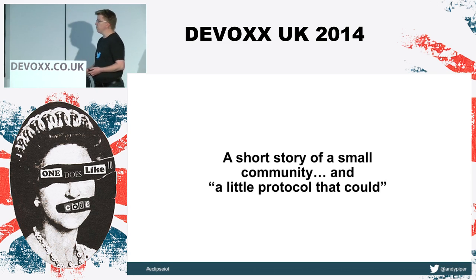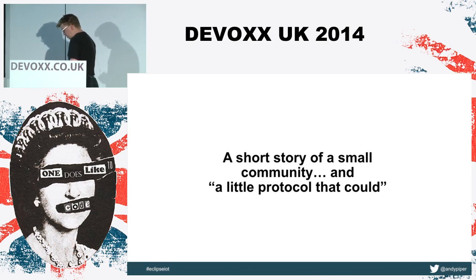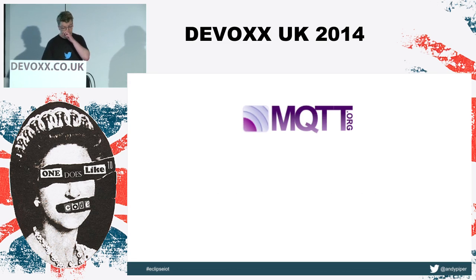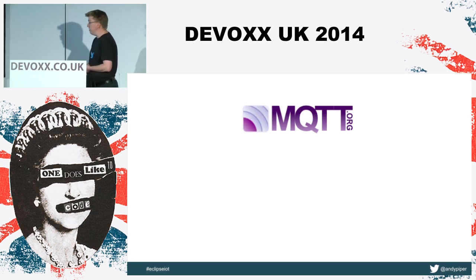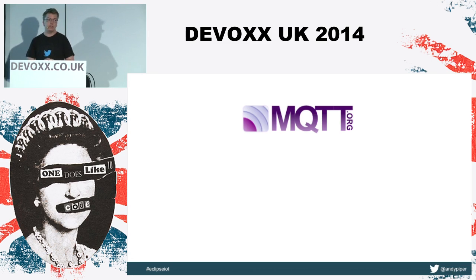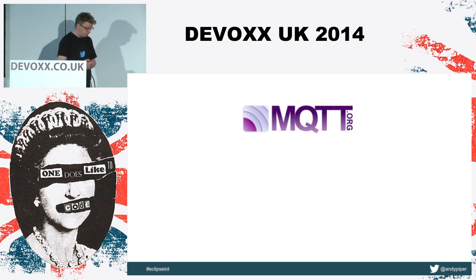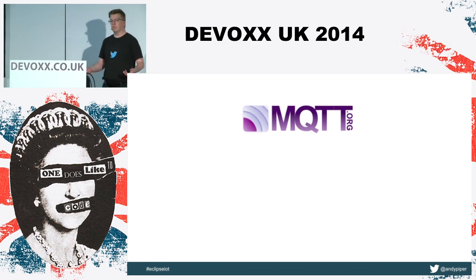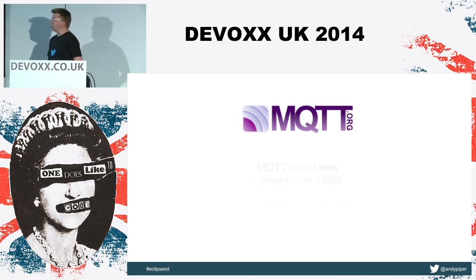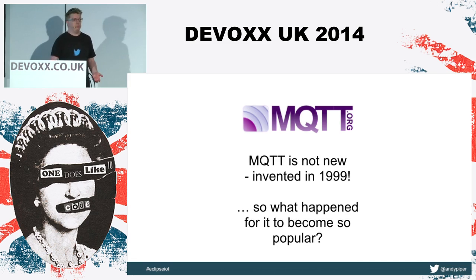So let's start off with this story of a little community and a little protocol that once upon a time some guys at IBM and another company invented. And it's called this thing called MQTT. It's a publish and subscribe messaging standard, a messaging protocol. It's not a new thing. People keep tweeting or posting blogs and saying, oh, I've discovered this amazing new protocol. Is this thing called MQTT? Well, actually, it's not new.